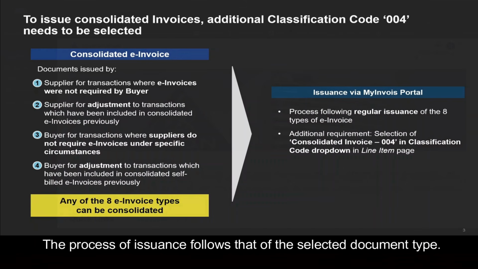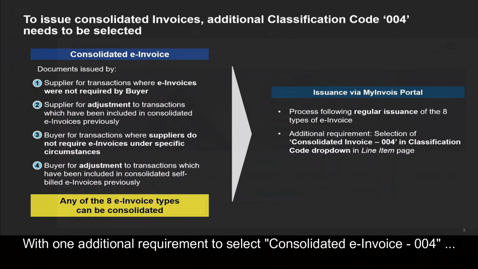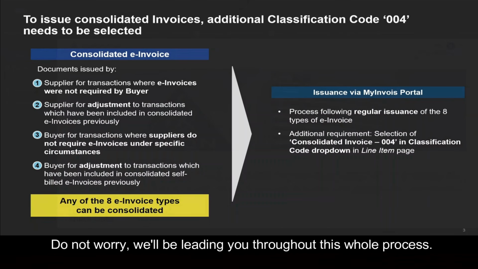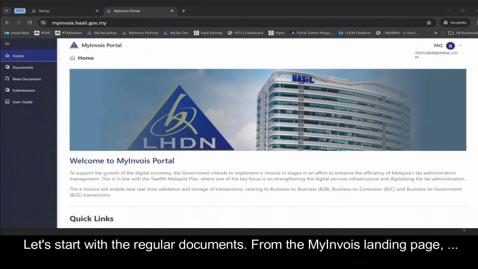The process of issuance follows that of the selected document type, with one additional requirement to select Consolidated e-Invoice 004 at the classification code field in the line item page. Do not worry, we'll be leading you throughout this whole process. Let's start with the regular documents.